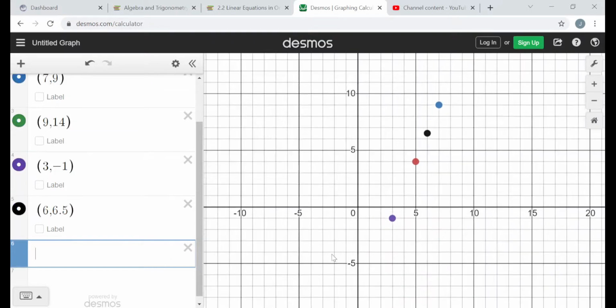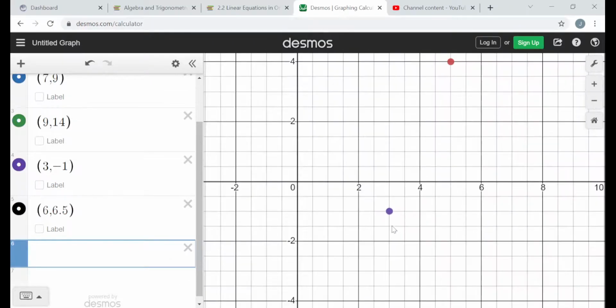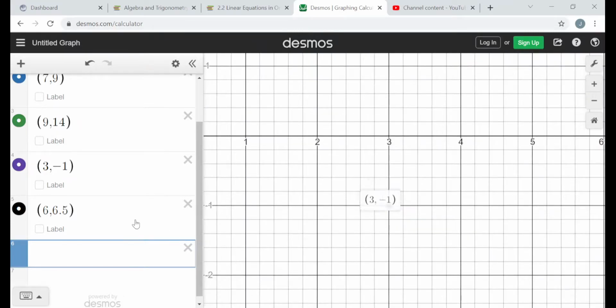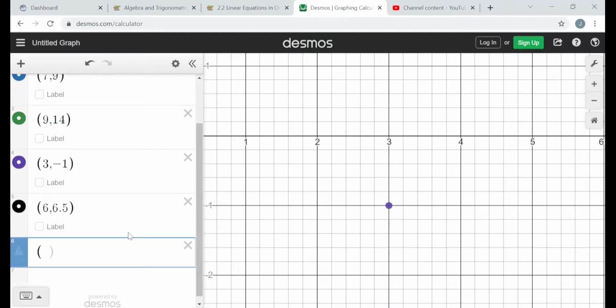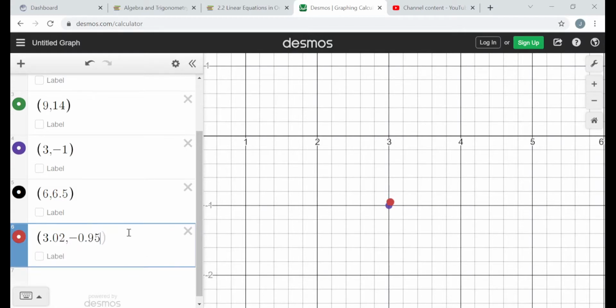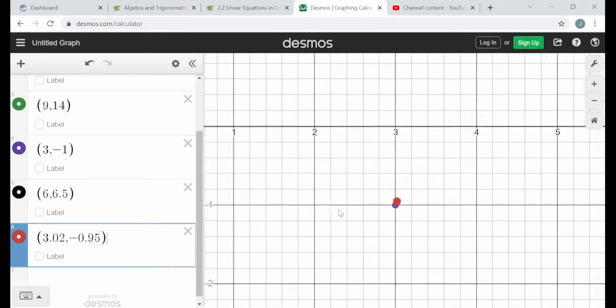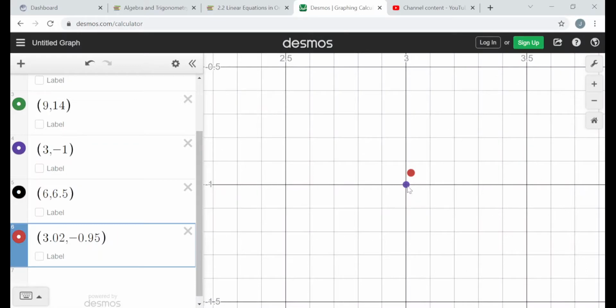And then the last one, which I'll definitely zoom in here. I went from this point, I went up 0.05, 5/100ths, and then right 2/100ths. Right, let's see what happens. So that was the point 3.02. And then -0.95. And look at that. Those are definitely on this same line with those other points. I know it's hard to tell, but these are on that same straight line.